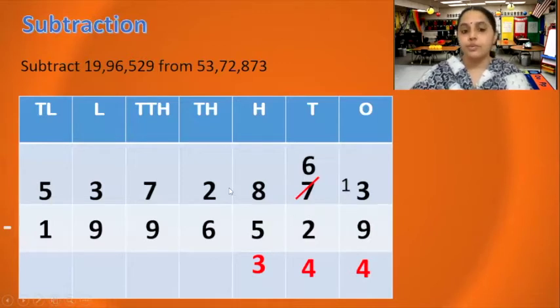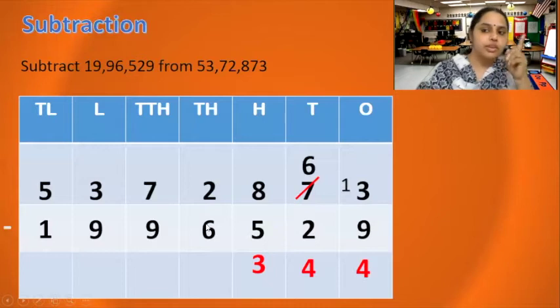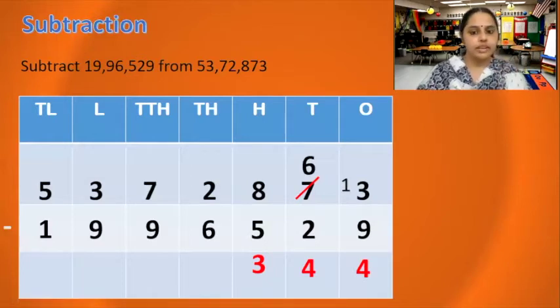Okay. Now in the thousands place, we have to subtract 6 from 2. Can we subtract 6 from 2? We cannot. Why? 2 is smaller than 6. So what should 2 do? 2 should go to the next house and borrow 1. Yes or no? So what happens?